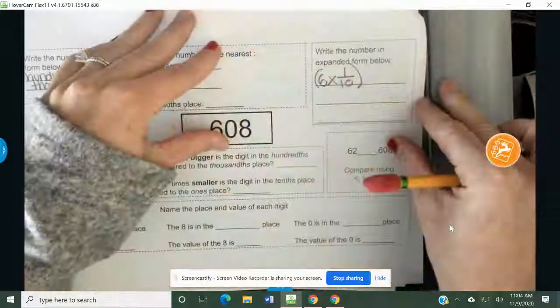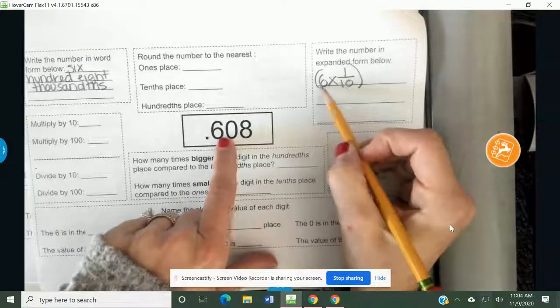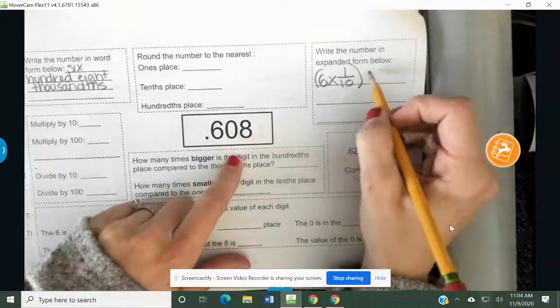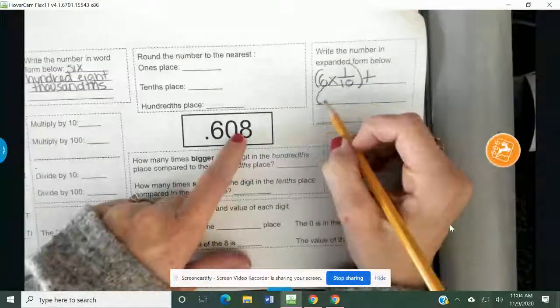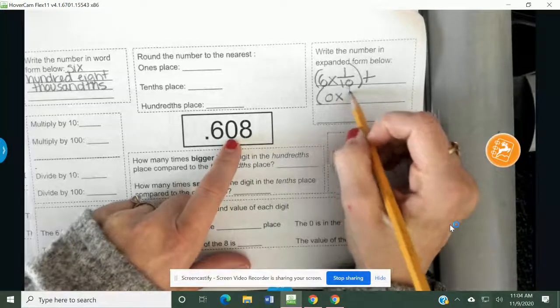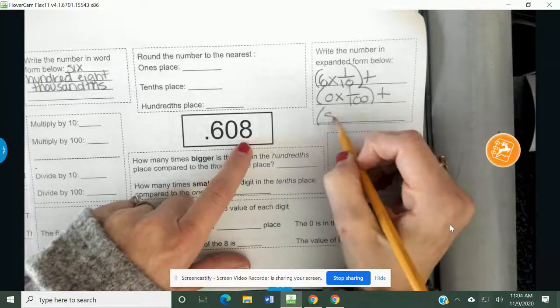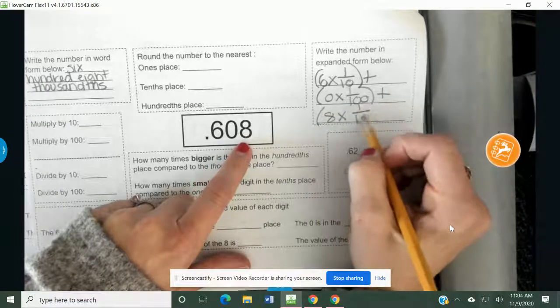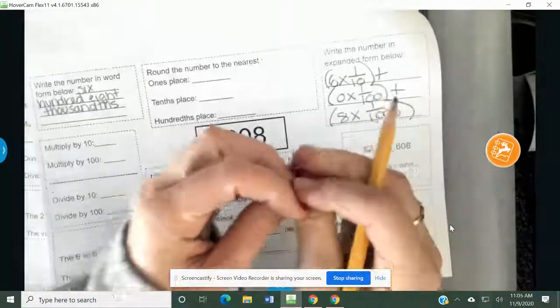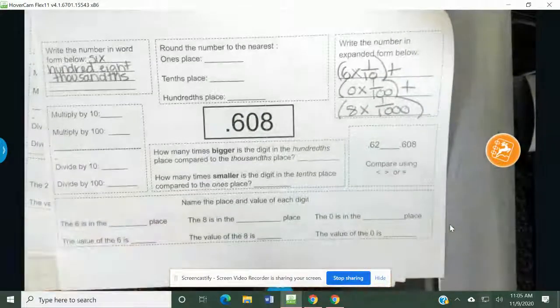I don't put a 6 up here because if I ended up multiplying these together, then I would get 6/10. But I'm expanding it. So that's why it's 6 times 1 over 10 plus parentheses 0 times 1 over 100 plus parentheses 8 times 1 over 1,000. Again, we're expanding it. We're taking it apart.